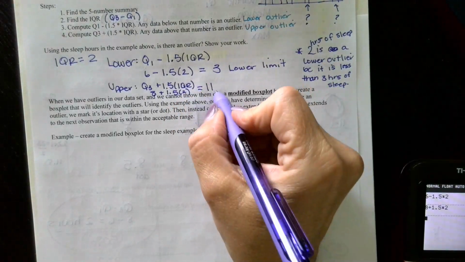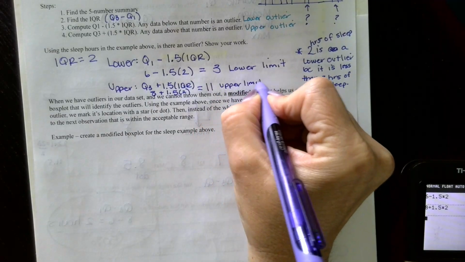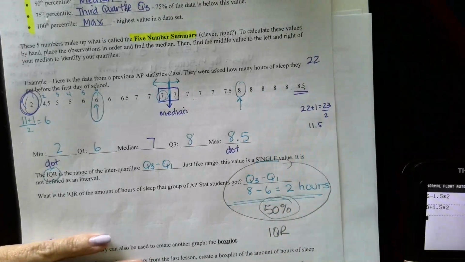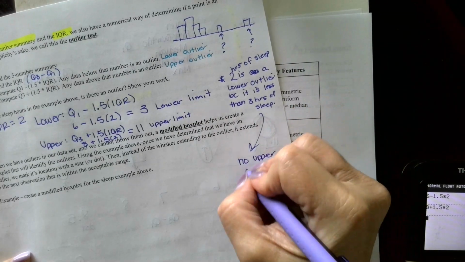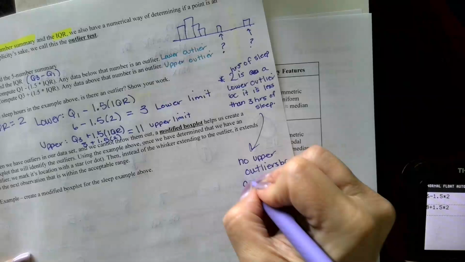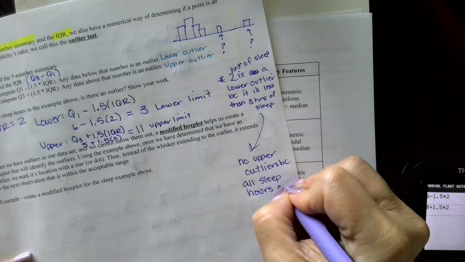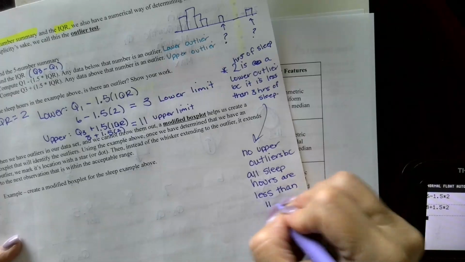So this is my upper limit. Anything greater than 11 would be an outlier. And if I go over here, my biggest data point is 8.5. So I can say I have no upper outliers, because all sleep hours are less than 11 hours.